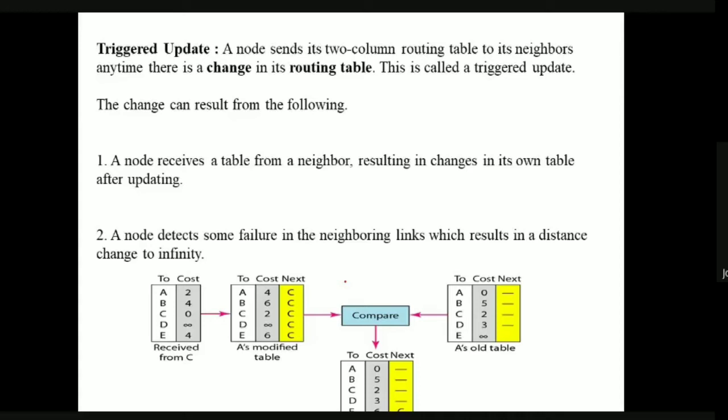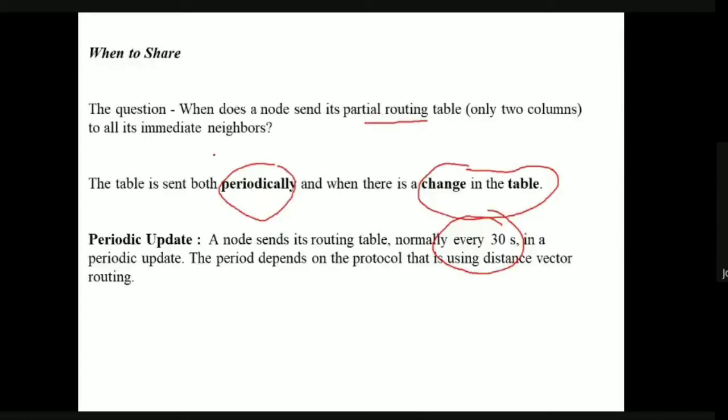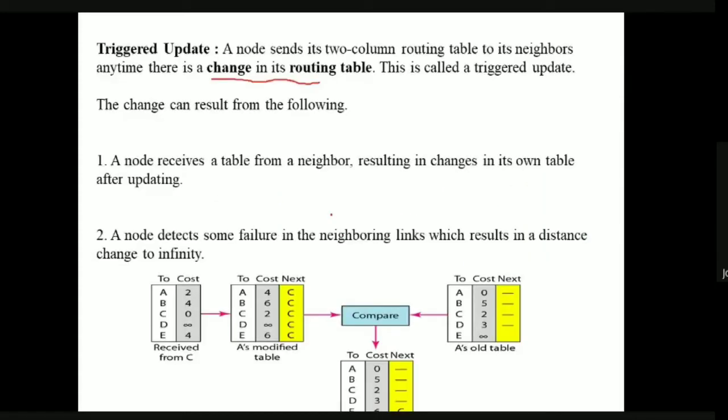And the second thing is triggered update. The second type of update is triggered update. Triggered update means a node sends its two-column table only when there is a change in the routing table. In the previous scenario, this is not about the change in the routing table. This is a periodical update. The second strategy is that the routing table is shared only when there is a change in the routing table.